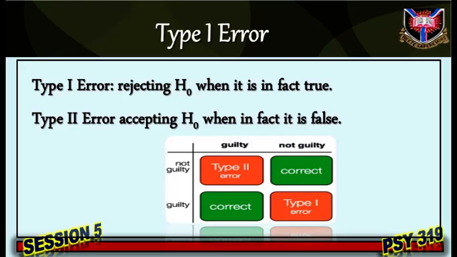In a nutshell, Type 1 error is committed by rejecting H0 when it is in fact true. Type 2 error involves accepting H0, that is, a researcher believes that no significant difference does exist, when, in fact, there actually is a difference. In short, Type 2 error is committed by accepting H0 when, in fact, it is false.